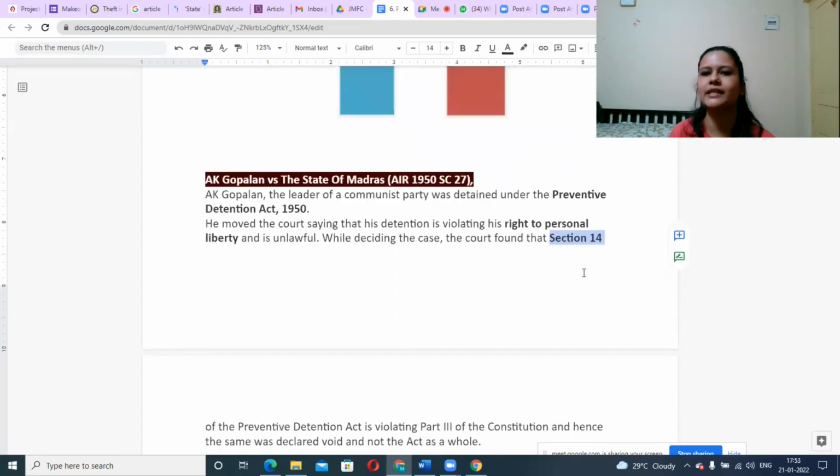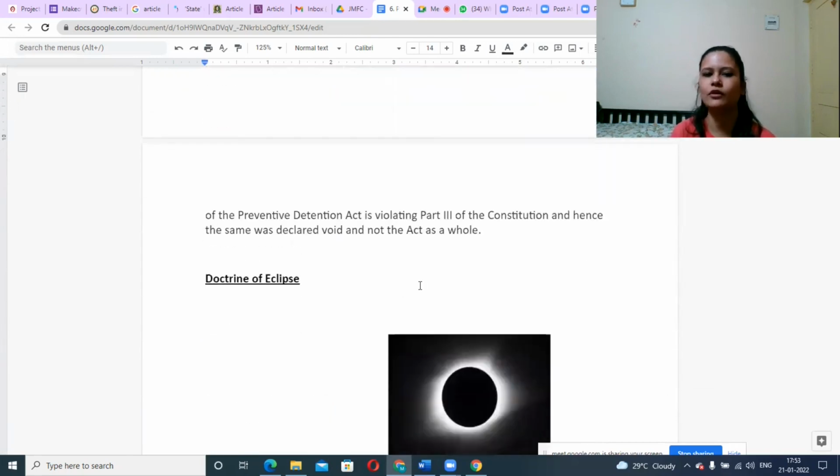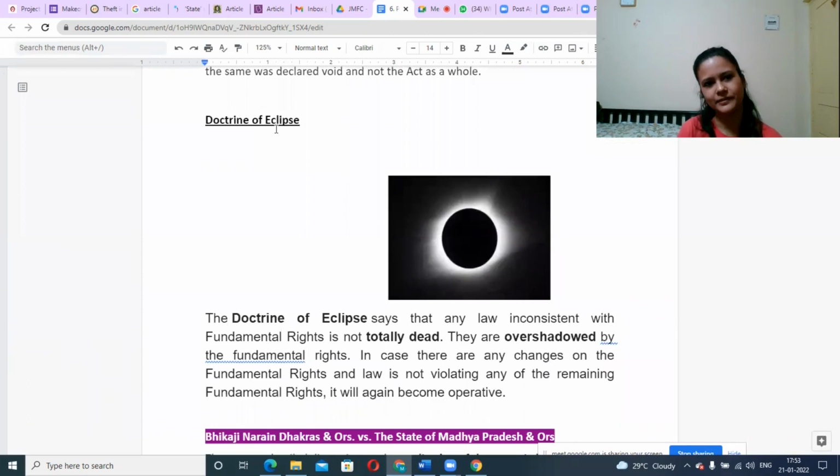Yes, ma'am. Now, in the same way, there is another concept called the doctrine of eclipse. What is an eclipse? Common day use. Solar eclipse. What is it? Covering up of an object. Correct. In the same way, this is the doctrine of eclipse, covering of a certain thing. Now, what will cover what? That we need to see.